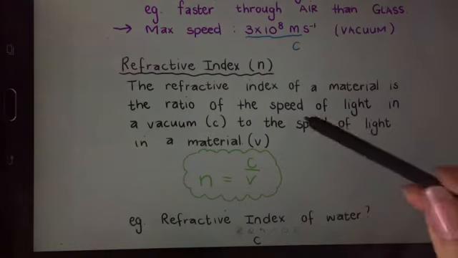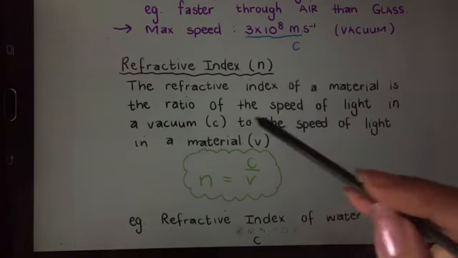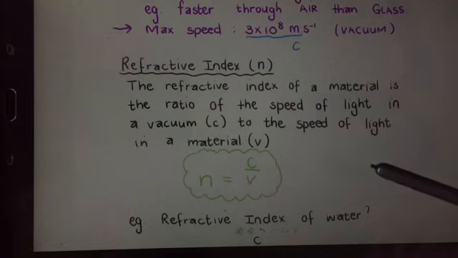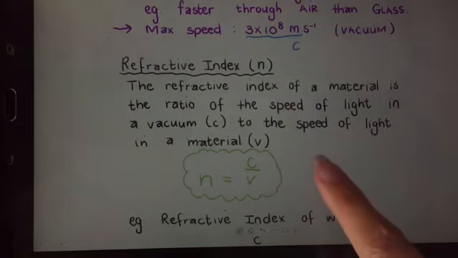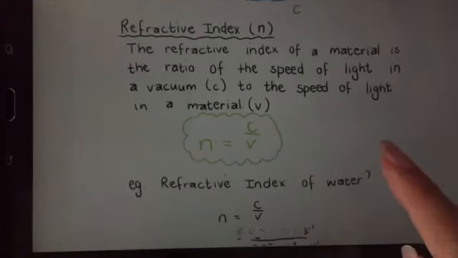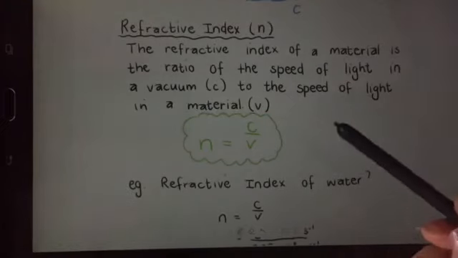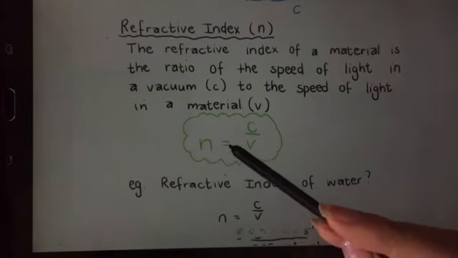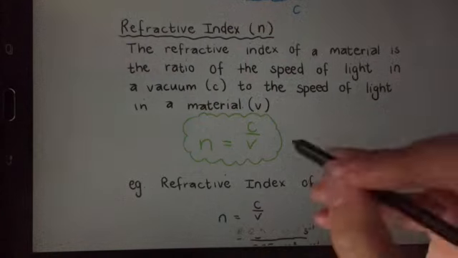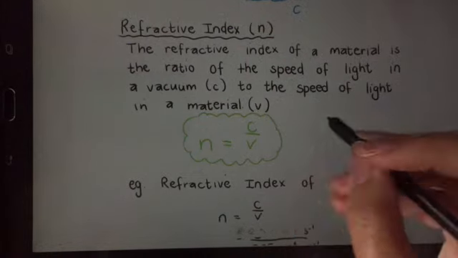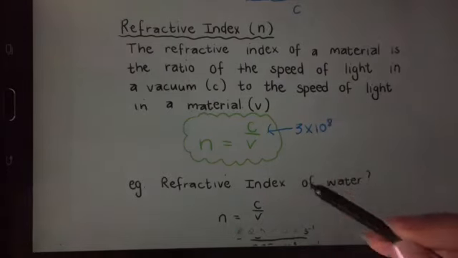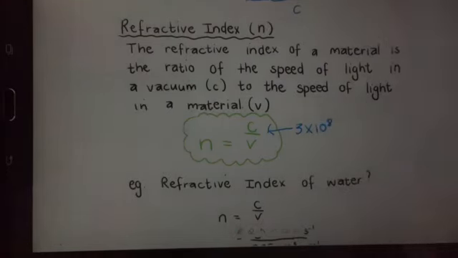The symbol that we use for that is n, and the refractive index of a material is the ratio of the speed of light in a vacuum to the speed of light in a material. So if you want to determine the refractive index of a material, you need to know the speed of light through that material. So the formula that we use looks like this. n, refractive index, is equal to c, speed of light. So that is always going to be 3 times 10 to the power of 8. And v is then the speed of light through the material.